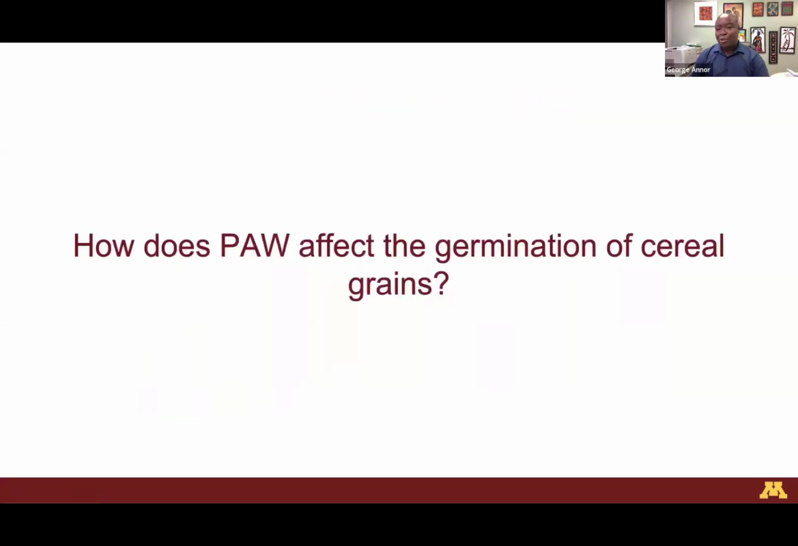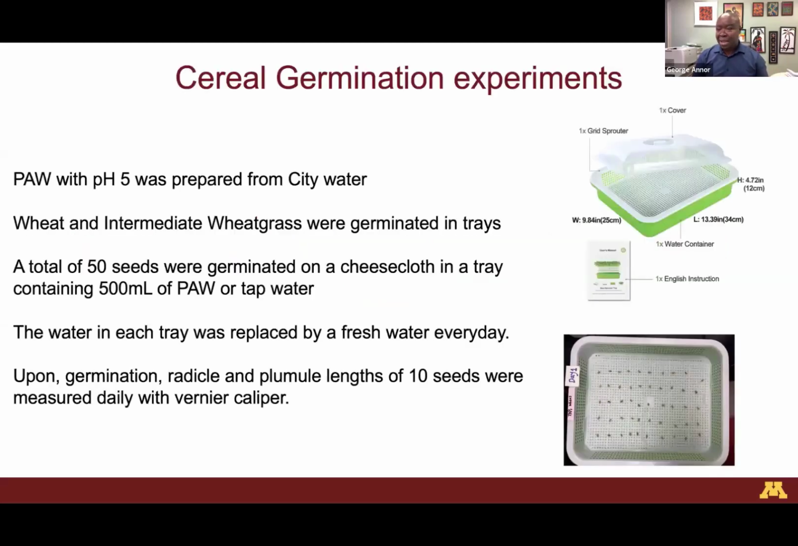The other thing we also looked at is, can we use PAW to germinate cereal grains? Christian and his group are looking at horticultural crops. Well, I'm interested in cereal grains, so that's what we did. So we took the same tap water, the same PAW that we made. This time, we made it to pH 5.